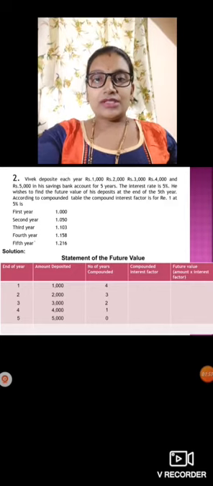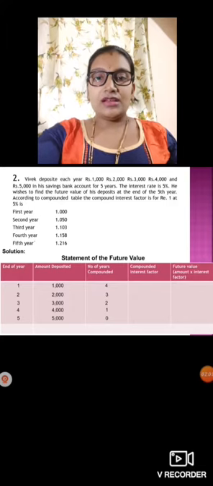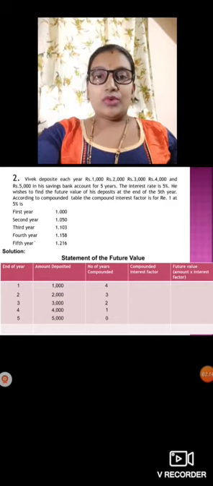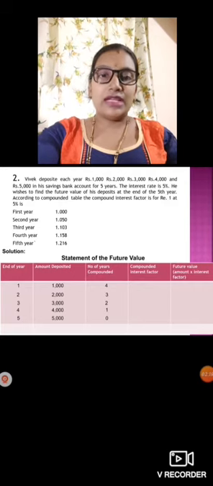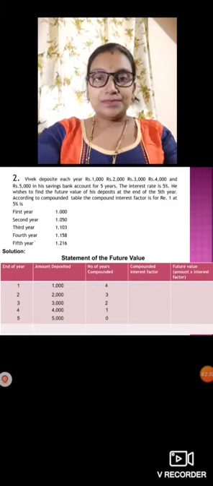Okay, 1000 at the end of first year he invested, so 4 years interest will be compounded, and next 3 years it will be compounded for second year, then third year it will be compounded for 2 years, then for fourth year it will be compounded for 1 year, then fifth year it is not yet compounded. Okay, now compounded interest factor we should write. Come from downwards.